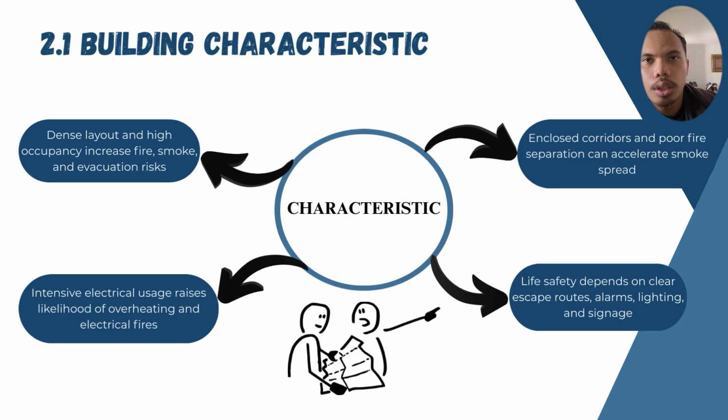Next, I'm going to talk about building characteristics. First, dense layout and high occupancy increase fire, smoke, and evacuation risk. Second, enclosed corridors and poor fire separation can accelerate smoke spread. Third, life safety depends on clear escape routes, alarms, lighting, and signage. Lastly, intensive electrical usage increases the risk of overheating and electrical fire.